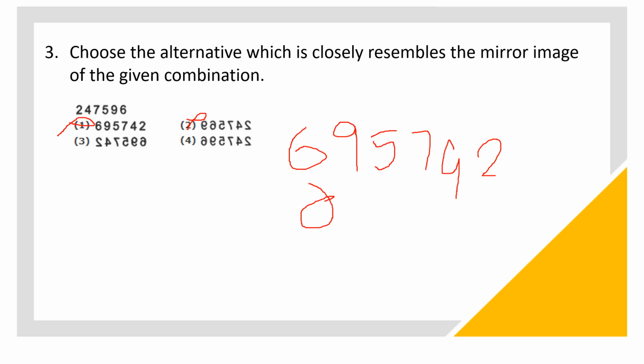So in option 4, you observe for 6 you will get the mirror image, for 9 also you will get a mirror image, 5, 7, 4, 2. So the correct option is 4.